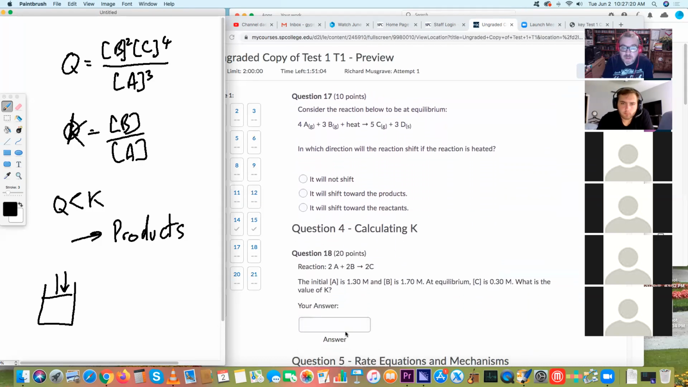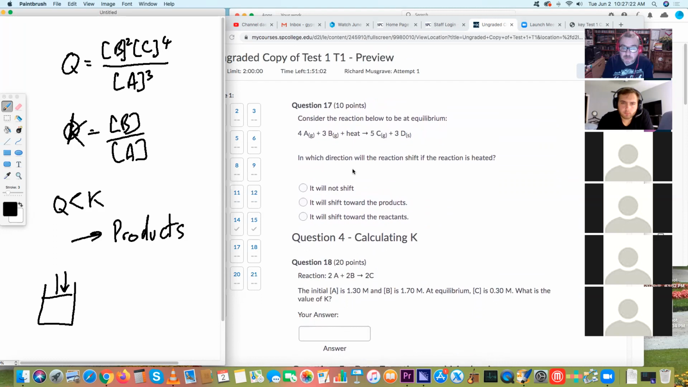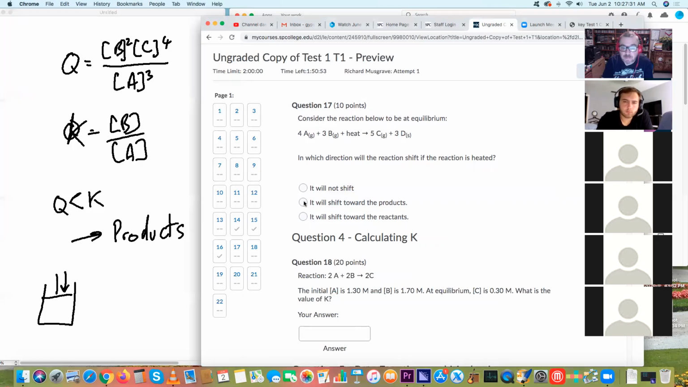All right, number 17 is asking, in which direction will the reaction shift if the reaction's heated? Well, think of the heat as being a reactant, and what will happen is it will shift towards the product side. And that's all I'm looking for. But again, we're adding heat, and we're going to say, well, what's going to have to happen? The heat's going to have to get used up. And the way it gets used up is by reacting with A and B to form more C and D.